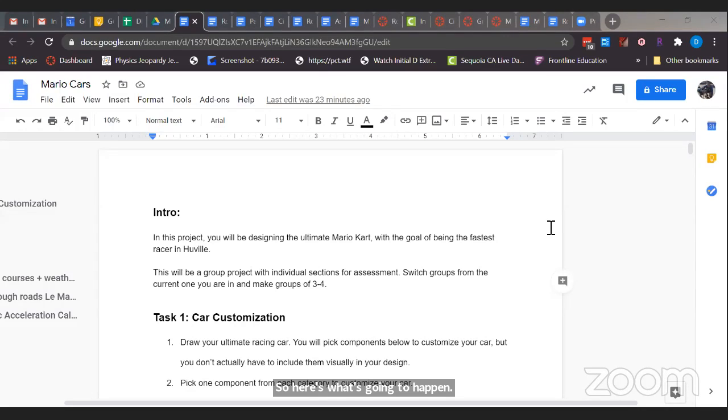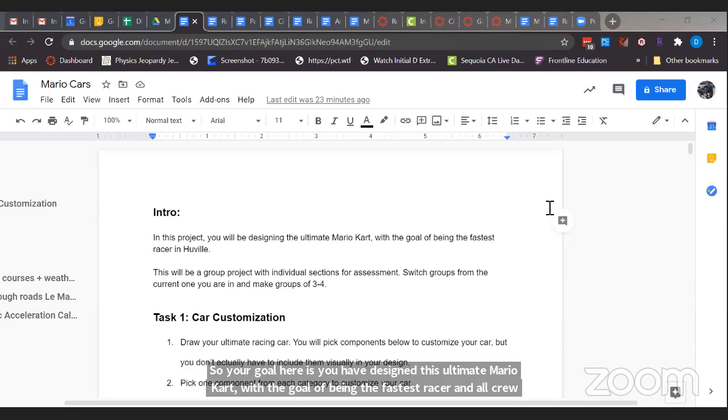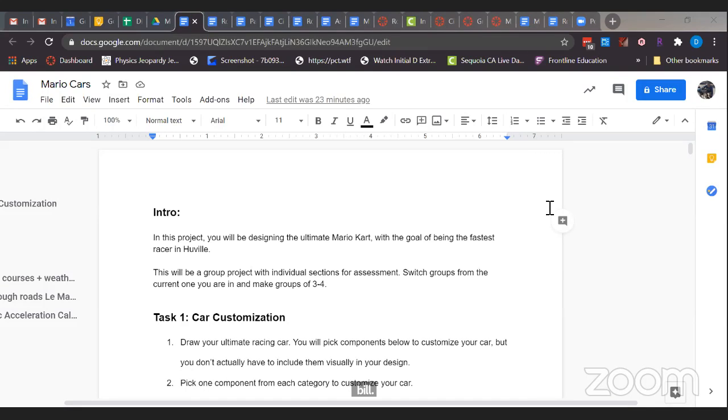This one's going to be a group project with some individual sections for assessment. You're going to work on the design together, and a lot of things together, but there are going to be a few individual sections so that I can assess you. For this project, I want you to switch groups from the one you were in. Hopefully you had a chance to make some friends, so to give you a chance to meet some new people, I want you to switch groups.